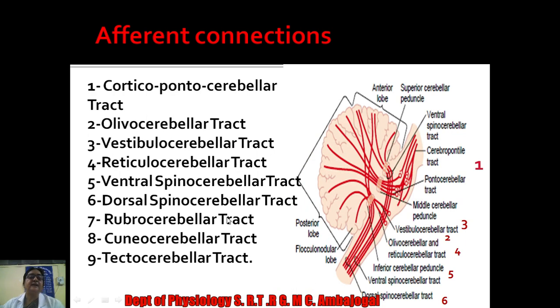The next tract is the rubrocerebellar tract. Rubro means the red nucleus that is located in the midbrain. Now this rubrocerebellar tract from the opposite red nucleus also sends information to the cerebellar hemisphere.